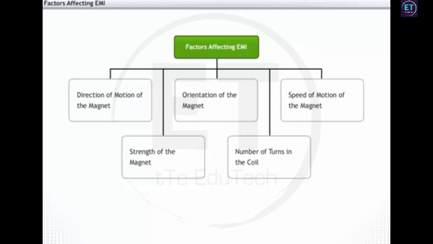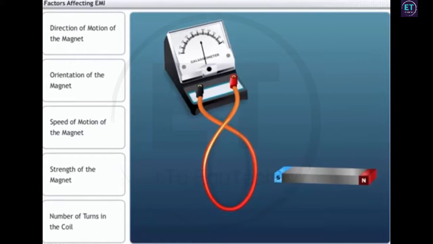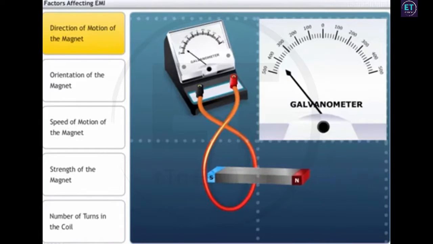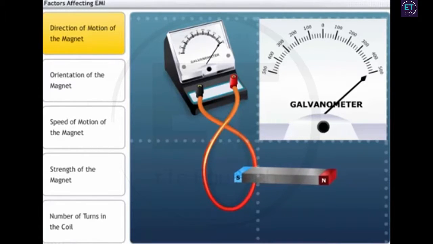The quantum and direction of EMF induced due to electromagnetic induction depends on five factors. Let's examine these factors one by one. The first factor is the direction of motion of the magnet in a coil. This determines the direction of the induced current. If you insert the magnet in the coil, the galvanometer needle deflects in a particular direction. When you move the magnet out, the needle deflects in the reverse direction. Thus, the direction of current gets reversed when the direction of motion of the magnet changes.